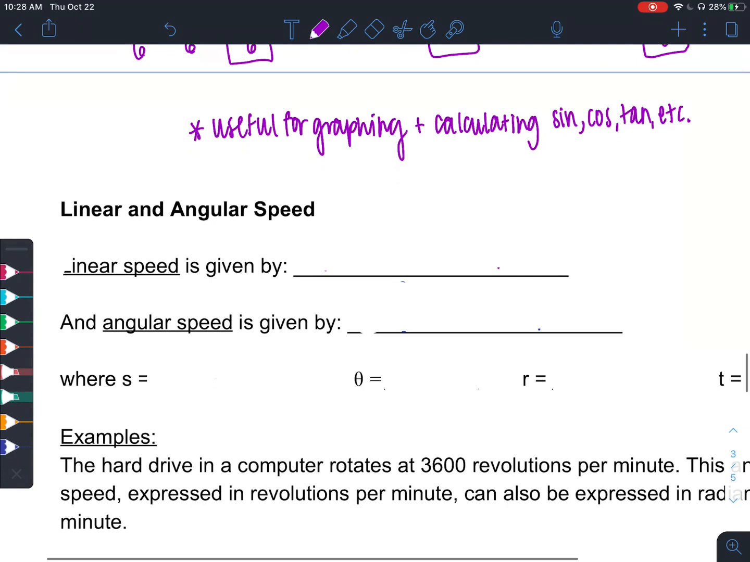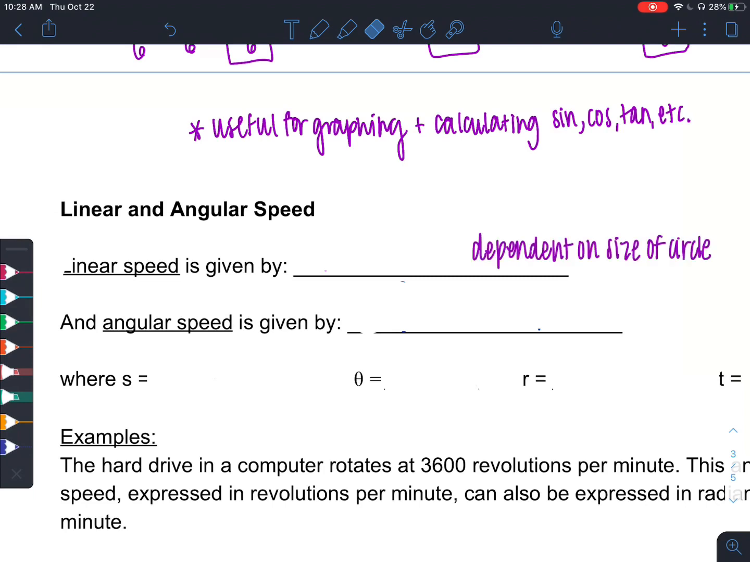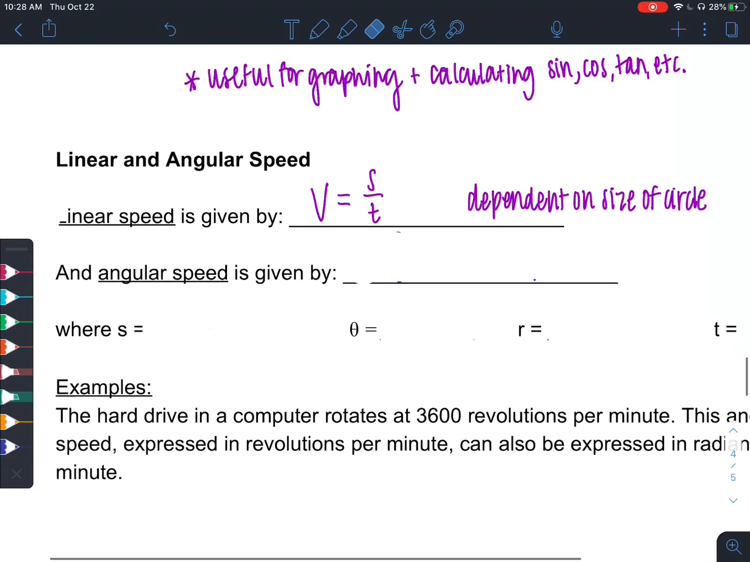Okay, so let's do some examples of linear and angular speed. These are like our real world examples. They have a lot to do with physics. Okay, so linear speed is dependent on the size of the circle, but it's also given by v equals s over t. So v is how we talk about our linear speed, and that's going to be in feet per minute and miles per hour.